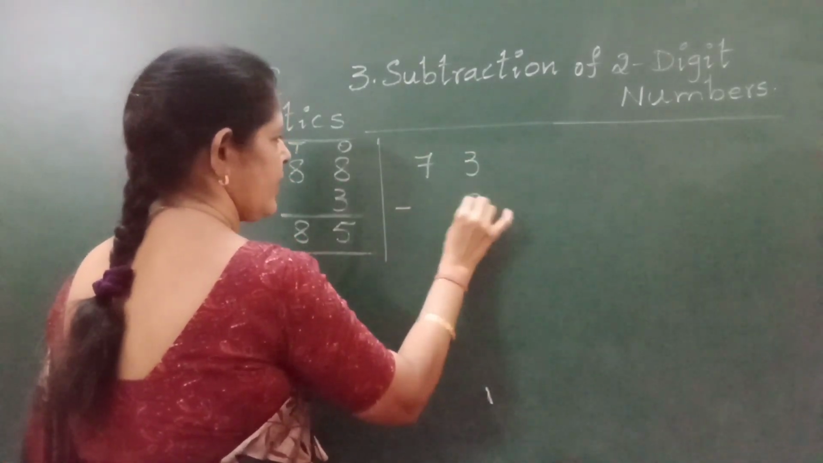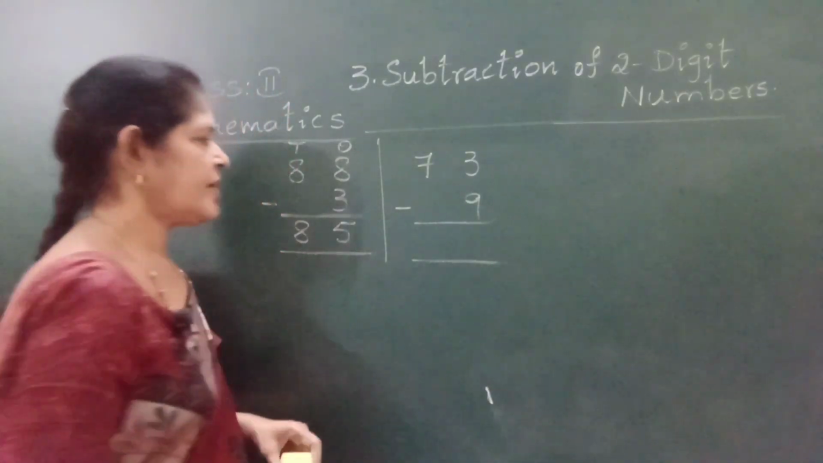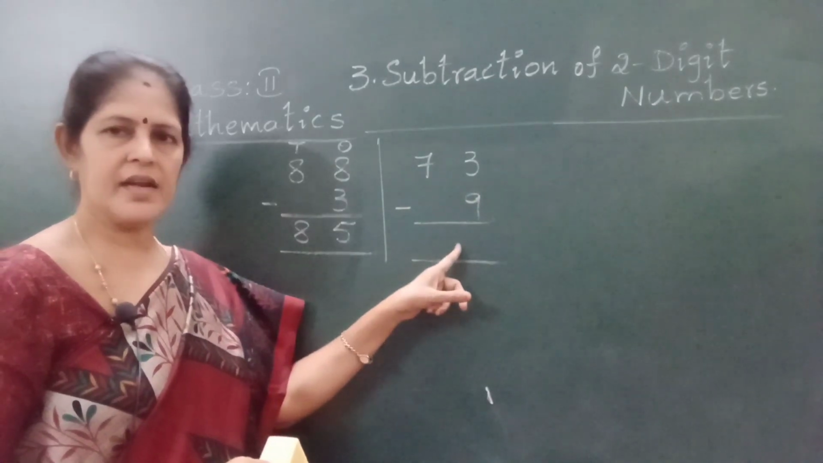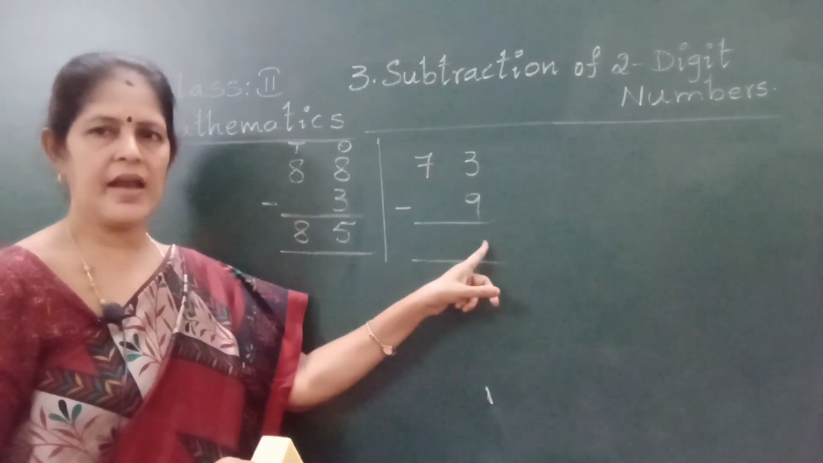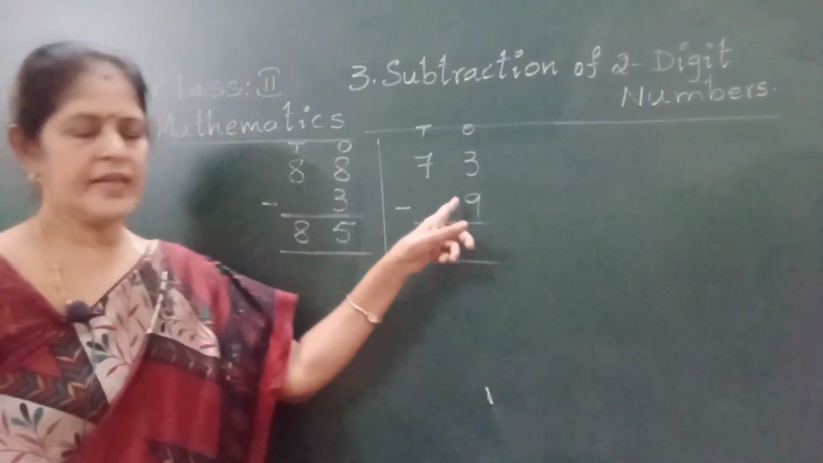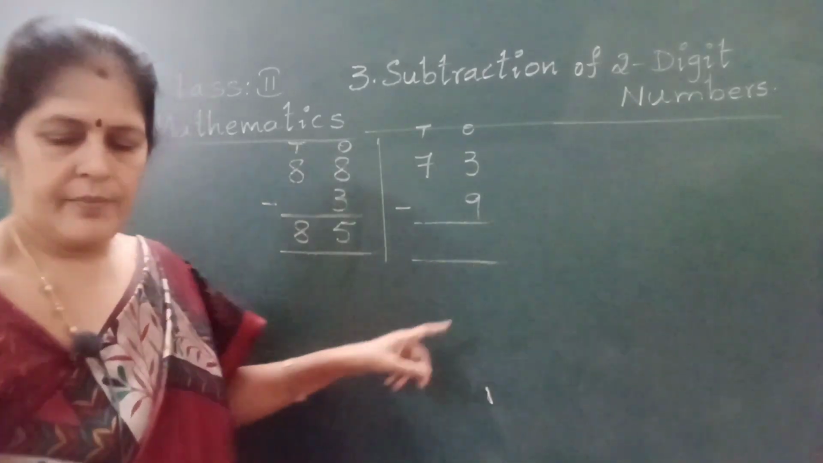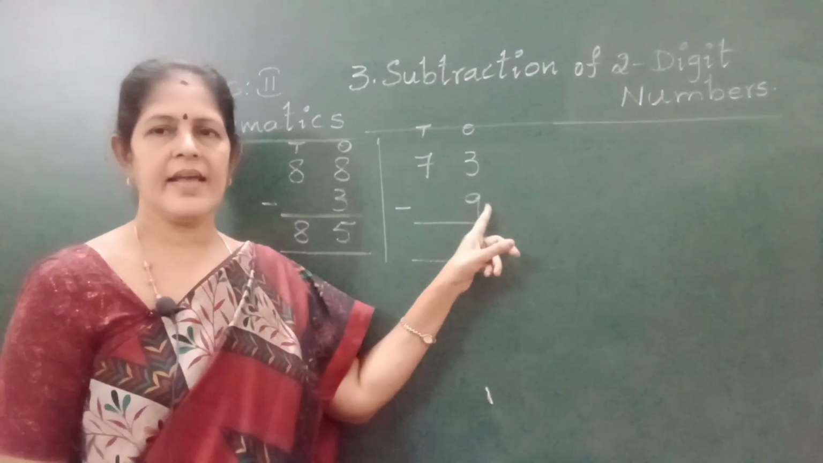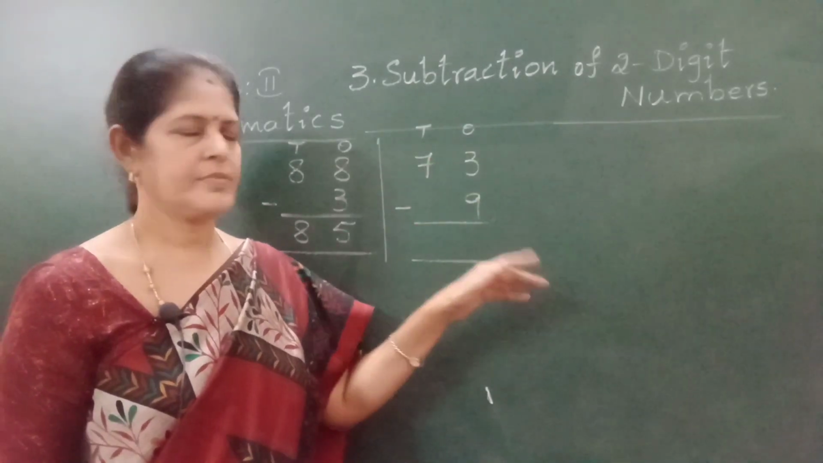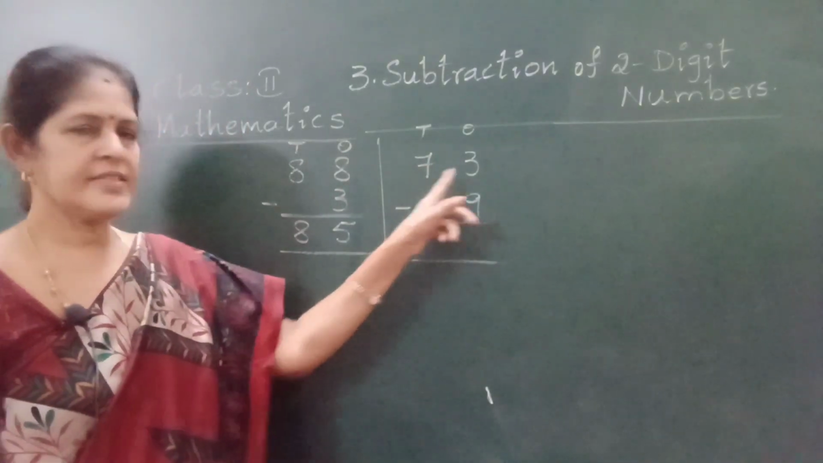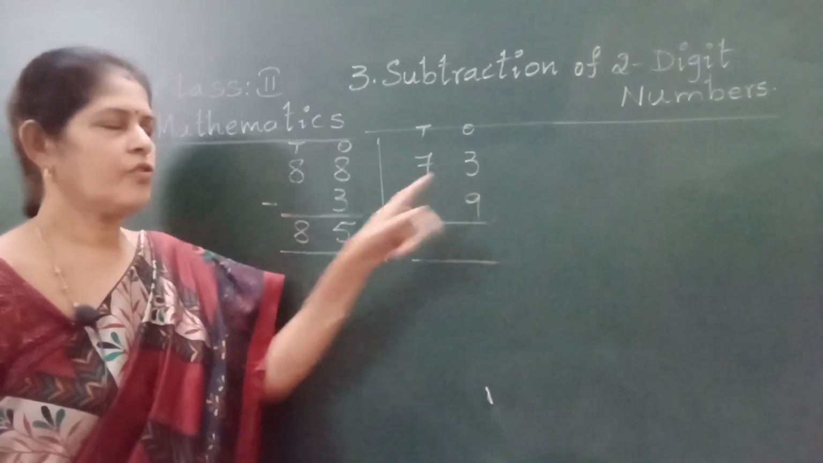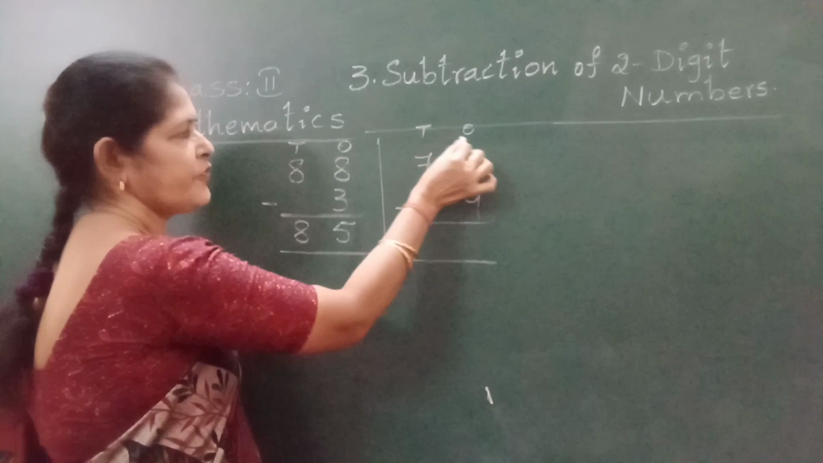73 minus 9. Here also we subtract a 1-digit number from a 2-digit number. Are you seeing the numbers clearly? 73 minus 9. Here also start from ones place. Okay? 73 is more than 9. See, here 3 is less than 9. It is not possible. Then borrowing concept. One number moving from tens place to ones place. That means left to right.